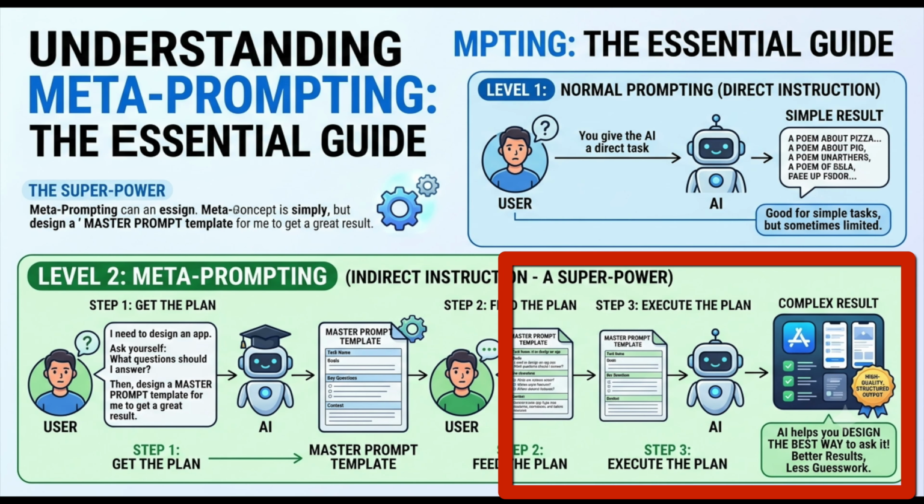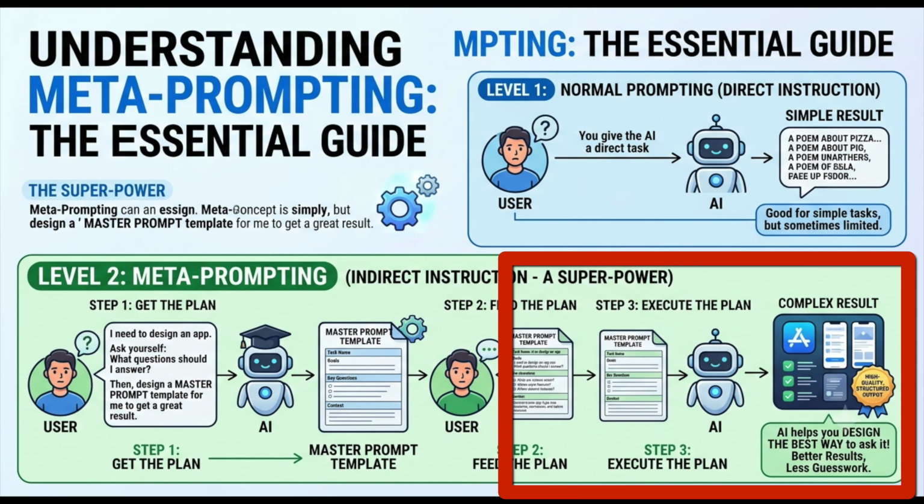Okay, so, the big takeaway. By letting the AI help you design the best way to ask, you skip the guesswork. You go from getting a basic text response to getting a high-quality, structured, professional-grade output, like a fully planned app layout. In short, normal prompting is asking for an answer. Meta prompting is asking for the perfect blueprint before you build. Okay, enough talking now. Let's build the meta prompt next.